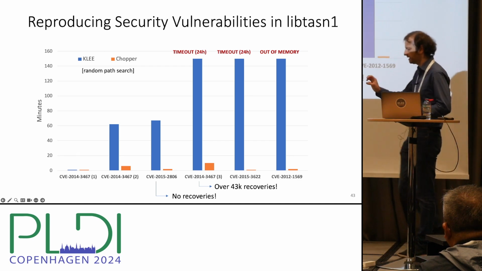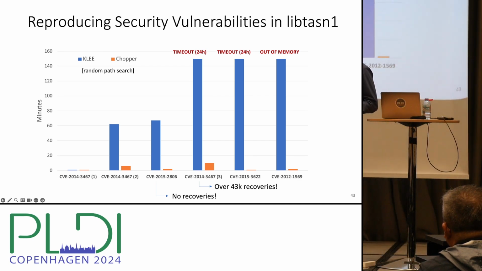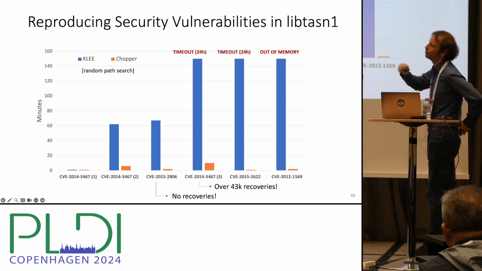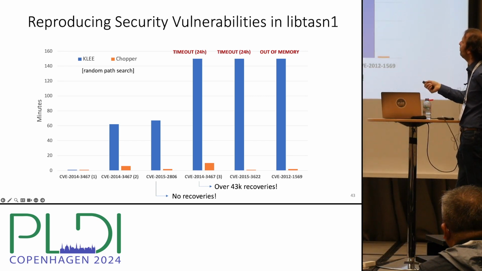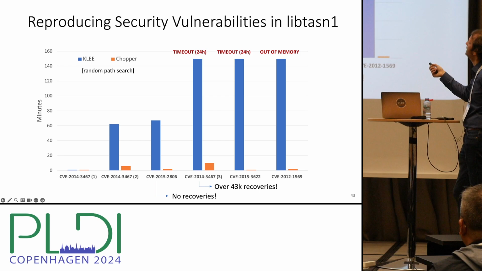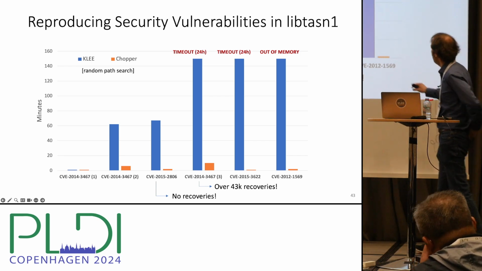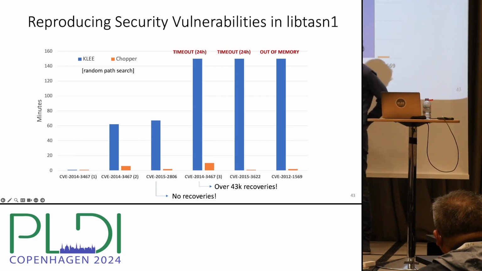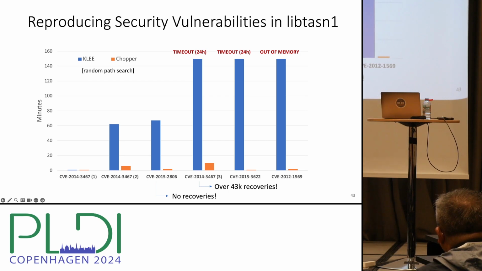You have some target parts of the code where you think the problem is, and now you try to generate inputs that reproduce those issues. And the bottom line here is that when we compared CLI with this chop symbolic execution implementation, Chopper, you can see that for 3 of these CVEs, CLI either timed out or ran out of memory, while skipping so much code, we were able to reproduce these vulnerabilities in a very short time.